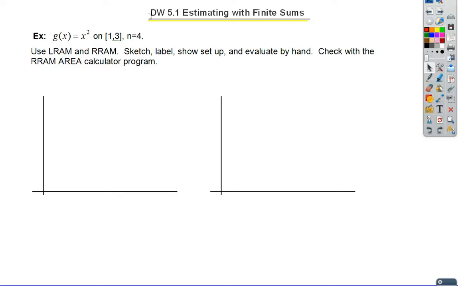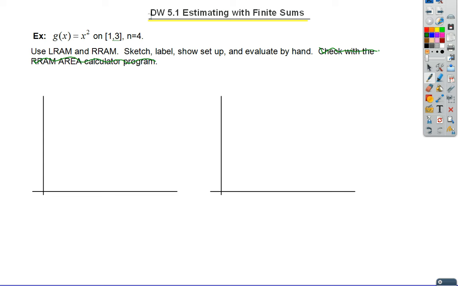And welcome to part 2 of 5.1. So we just got done with the area lab, and so we now should know what LRAM and RRAM are. The big thing here is this one says check the area of the RAM with the RAM area calculator program. We don't have that. We don't need to worry about that. Okay, so here we go.